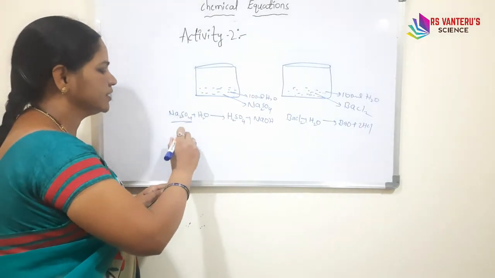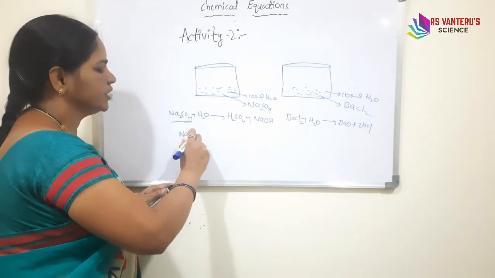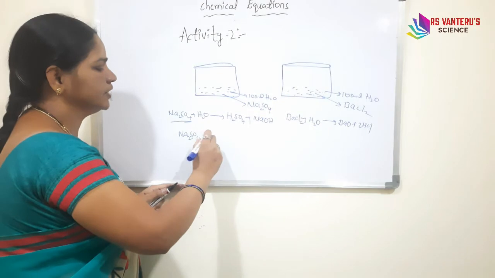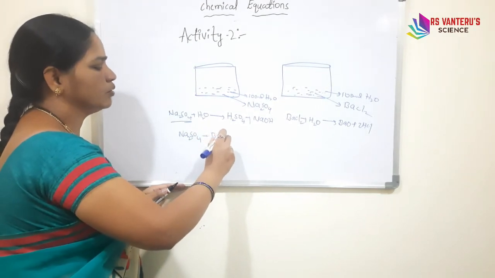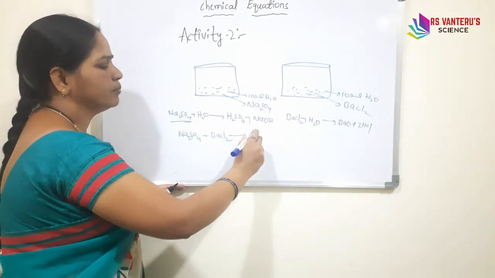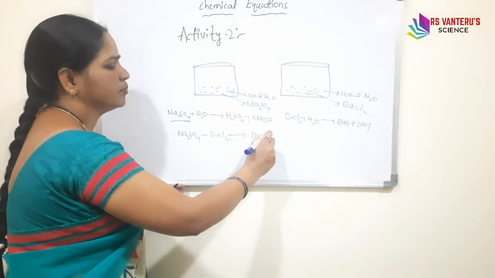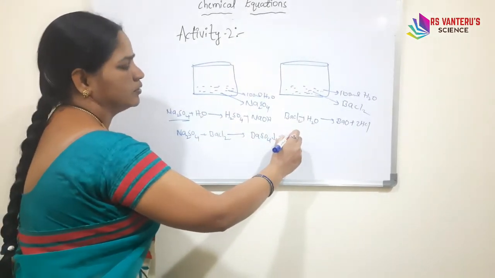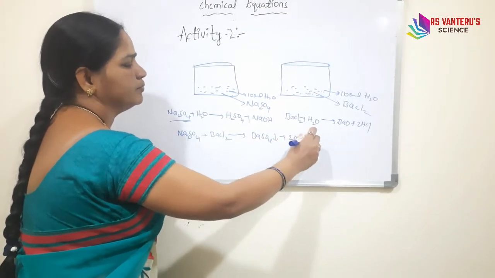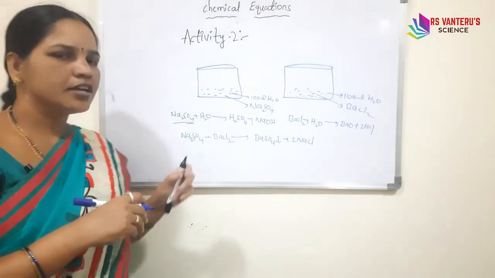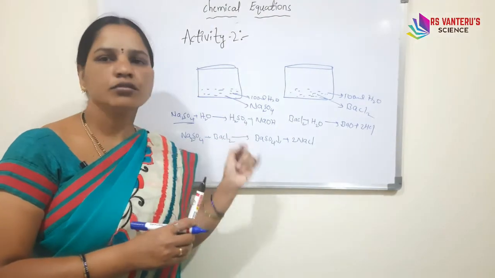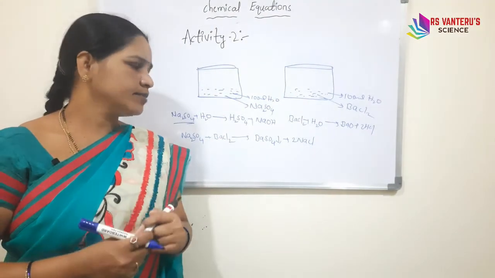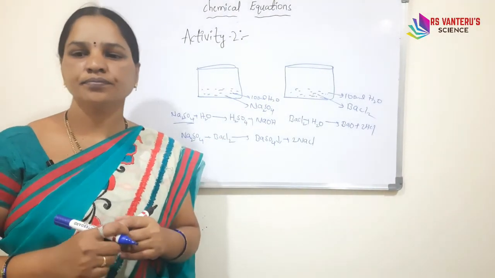The sodium sulfate on reaction with barium chloride gives barium sulfate precipitate, and 2 moles of sodium chloride. The sodium sulfate on reaction with barium chloride forms barium sulfate precipitate.